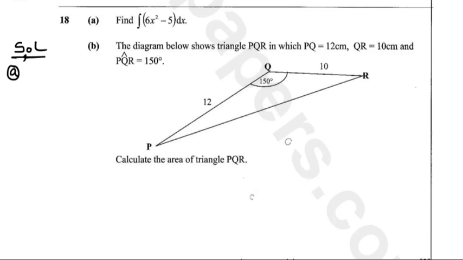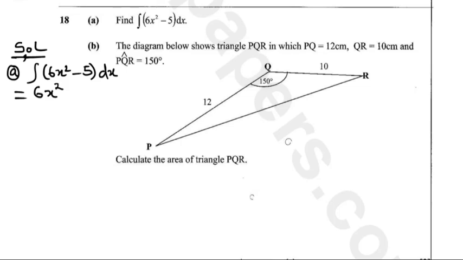So on each term, we are going to add a 1 to the index of the variable and then divide by the new index. From what we've been given here, we want to find the integral of 6x squared minus 5 in brackets with respect to x. So for the first step, we are going to write the following: 6x to the power 2.